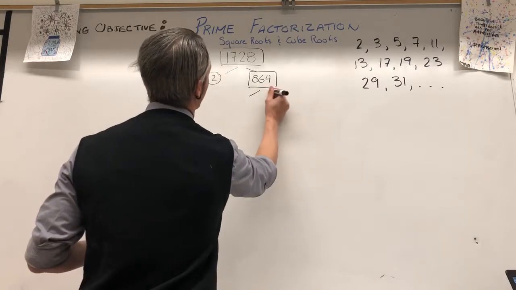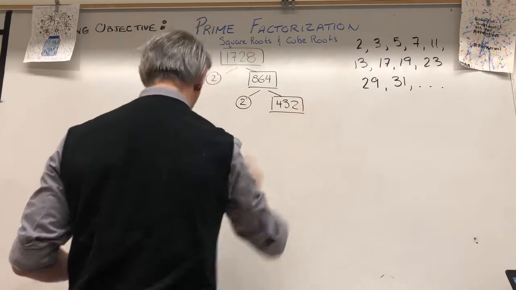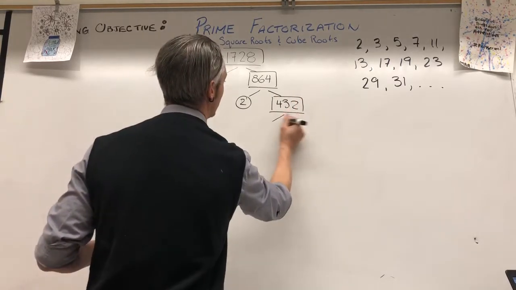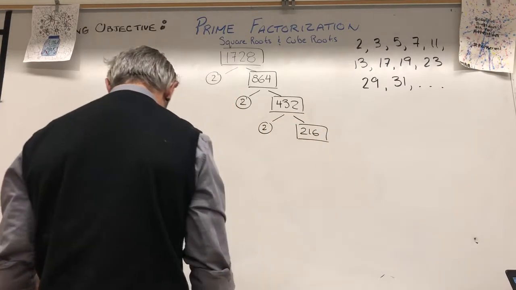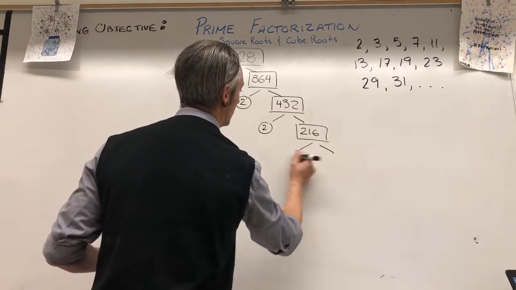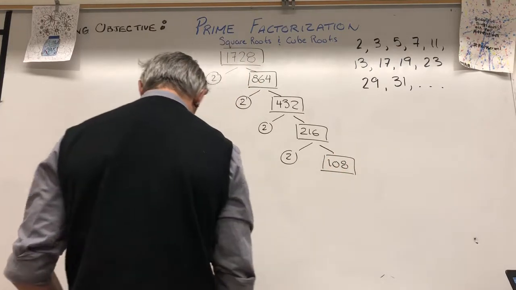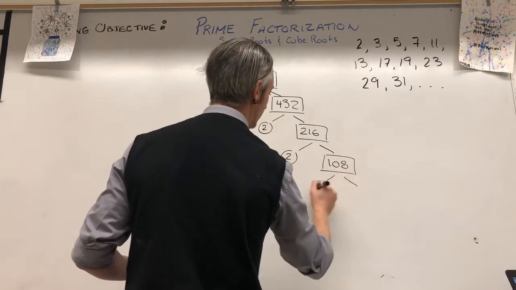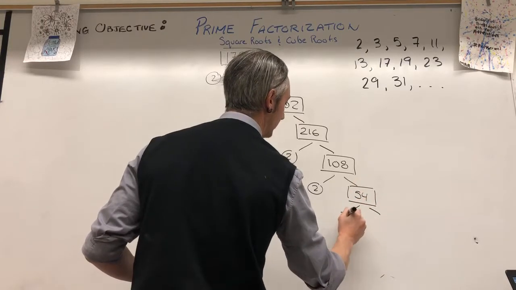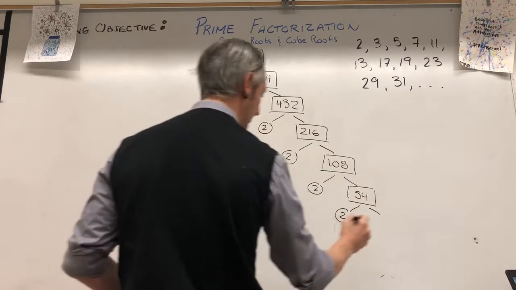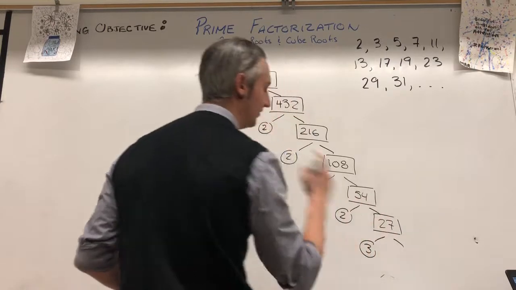864 divided by 2, 432 and 2. Okay, 432 divided by 2 gives me 216. Divided by 2 again, I get 2 and 108. Divided by 2 again, I get 54. Just divided by 2 again, which gives me 27, which we know is divided into 3. If you can't divide it by 2, 3 is 9.